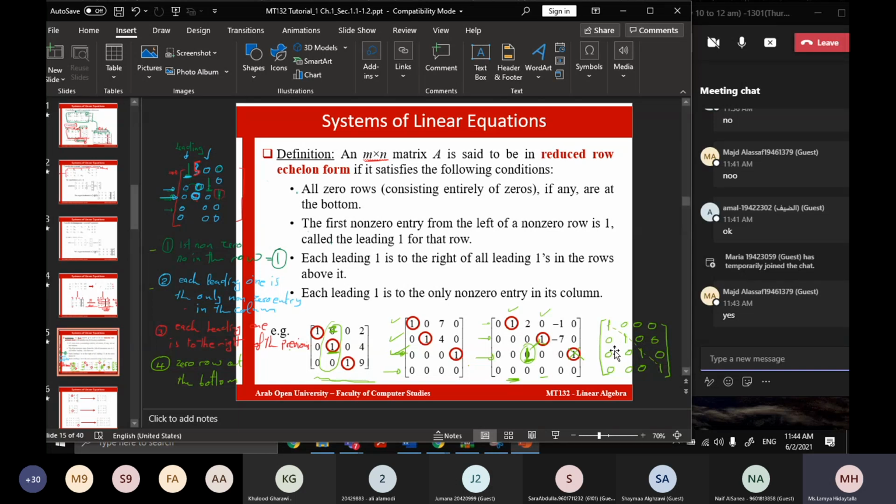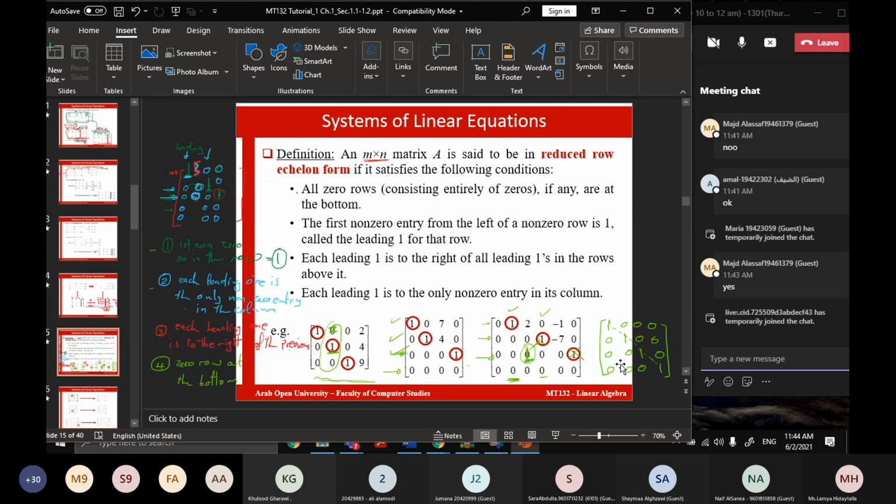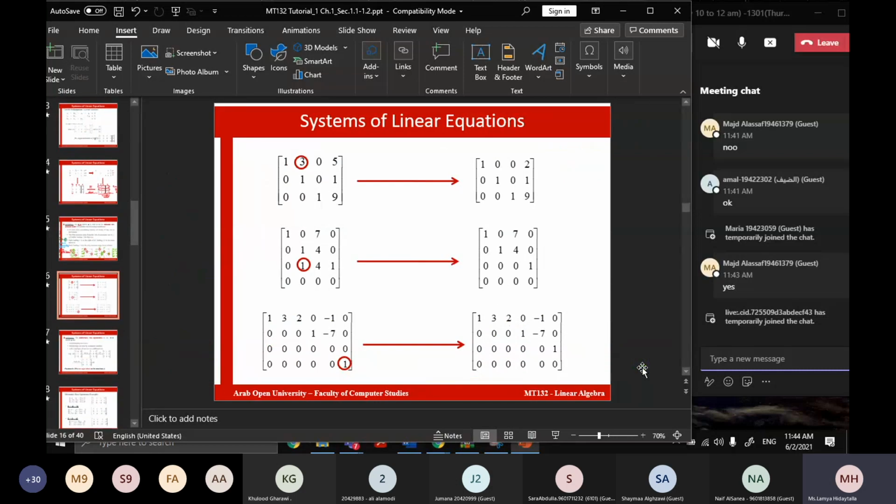And don't mix it up. Sometimes some of the matrices could reach here, but they could not. This is echelon form. This is echelon form. But they are not like that. It doesn't necessarily mean that every matrix must have one in the diagonal for me to be in the echelon form. Clear? Sometimes yes, it could happen. Okay, so this is an example of one of the matrices that are in the echelon form as well.